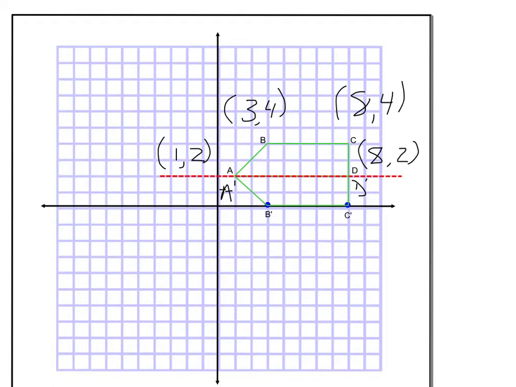So A prime and D prime will both be the same, and the last part will be B prime and C prime on the end here. So B prime is 3 along the x-axis, and since it's on the x-axis, y is 0. And C prime, same principle, 8, 0. Now you've labeled every point, so just make sure you read these questions carefully.